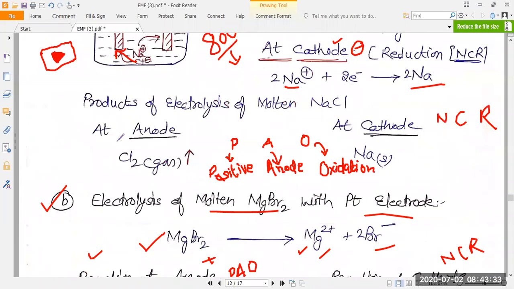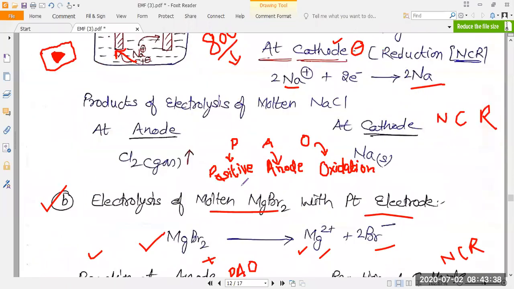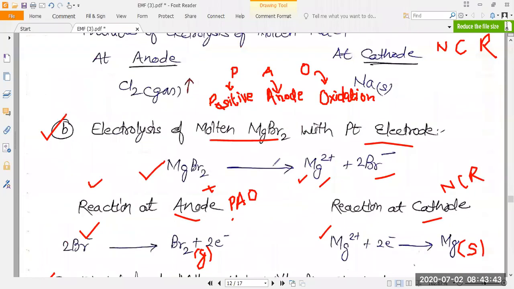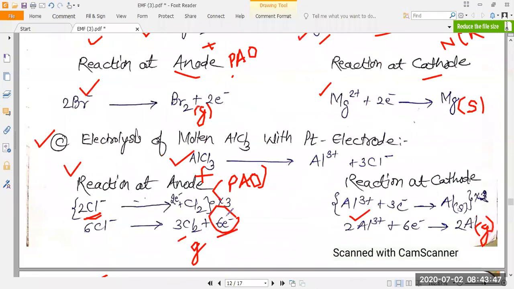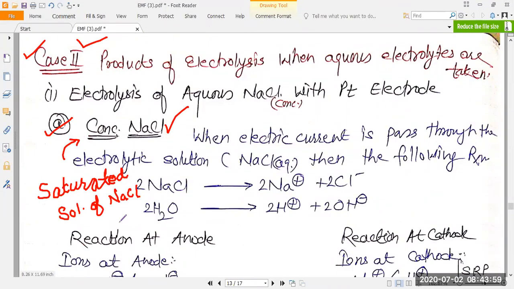The situations we see: when we take NaCl with platinum electrodes, then in the second example we take MgBr2 with platinum rods, and in the third, electrolysis of AlCl3, we take platinum electrodes. Now here the situations are different. So what are the situations when the electric current is passed through the saturated solutions of NaCl?